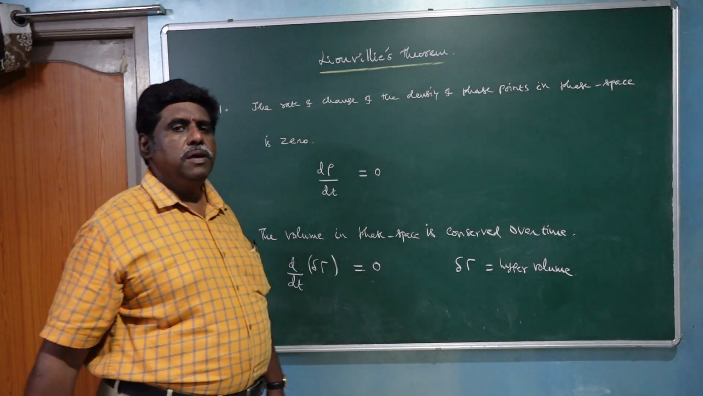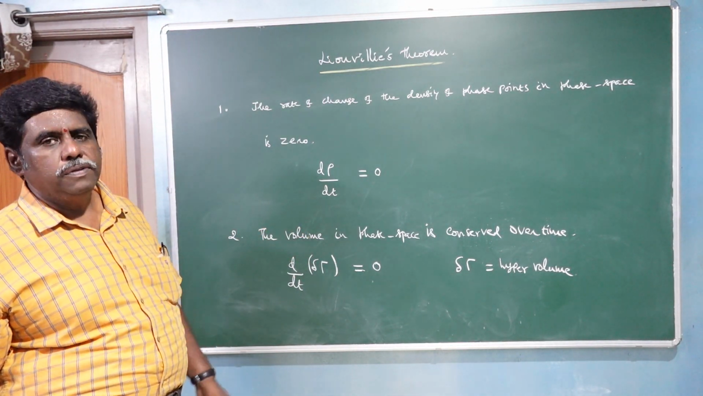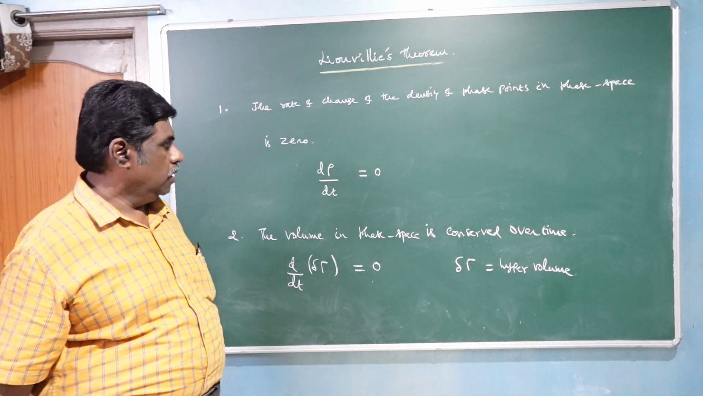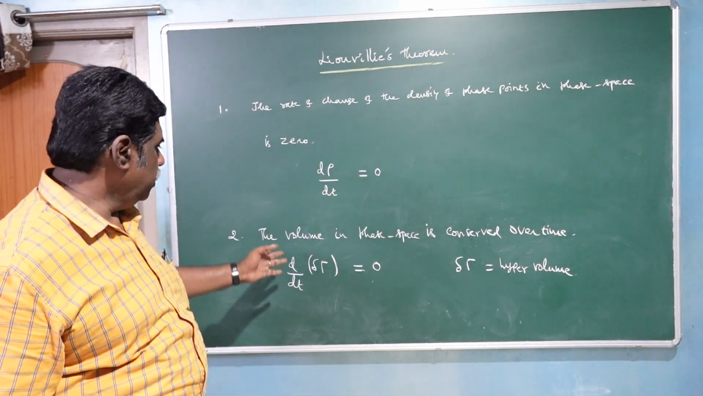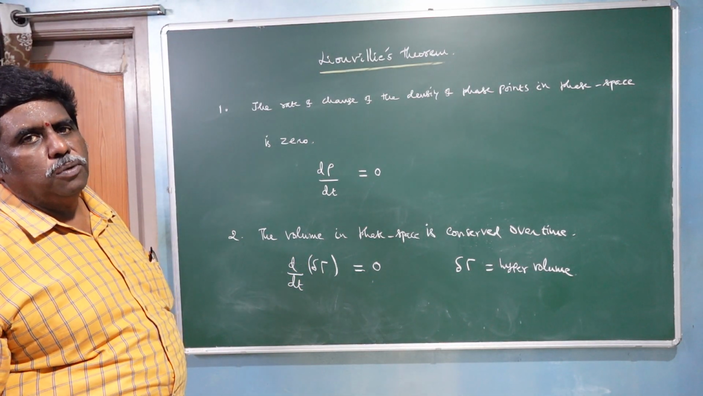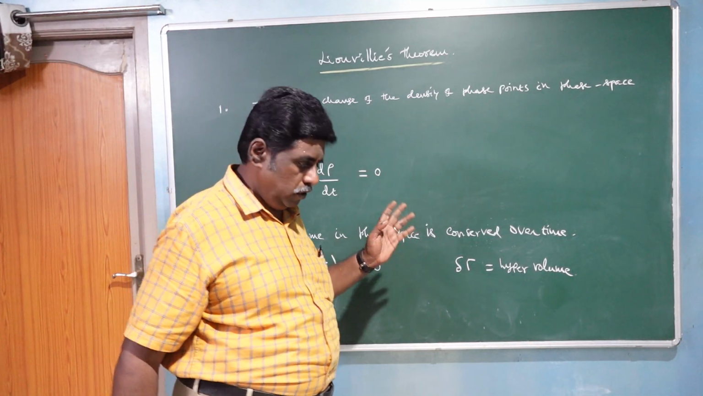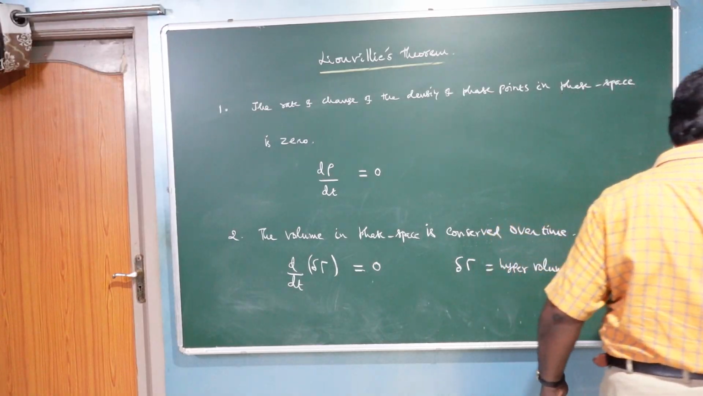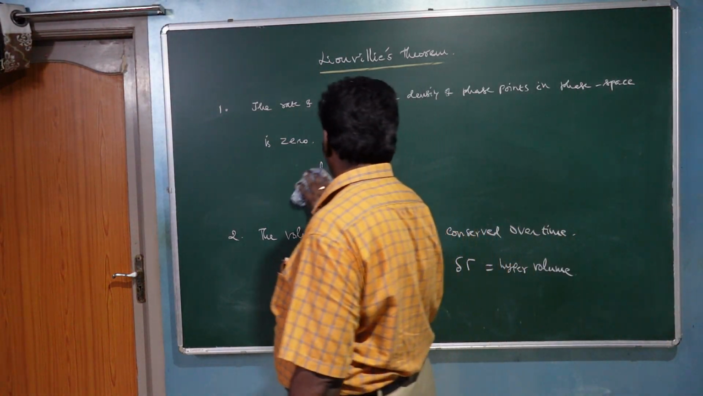From this theorem we may point out that the phase space is subjected to neither compression nor expansion. That's the meaning of theorem 2. It talks about the incompressibility of phase space. Now we have to prove these two things one by one. Now we will prove the first theorem.